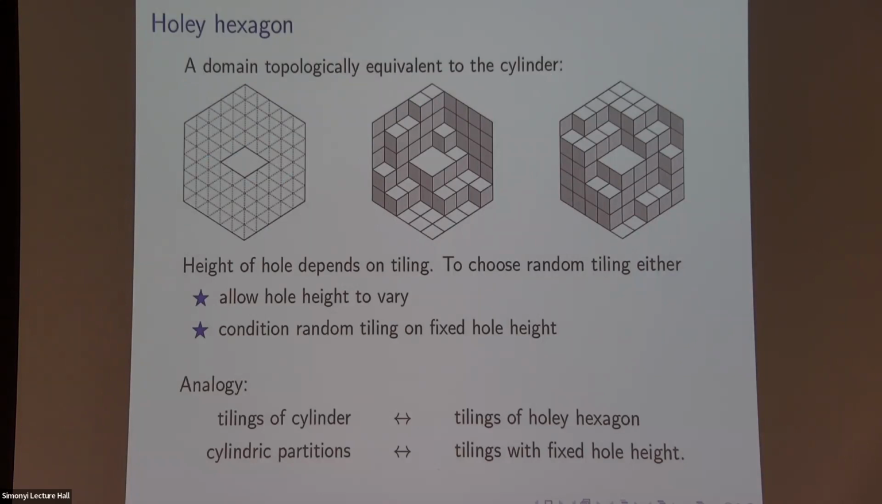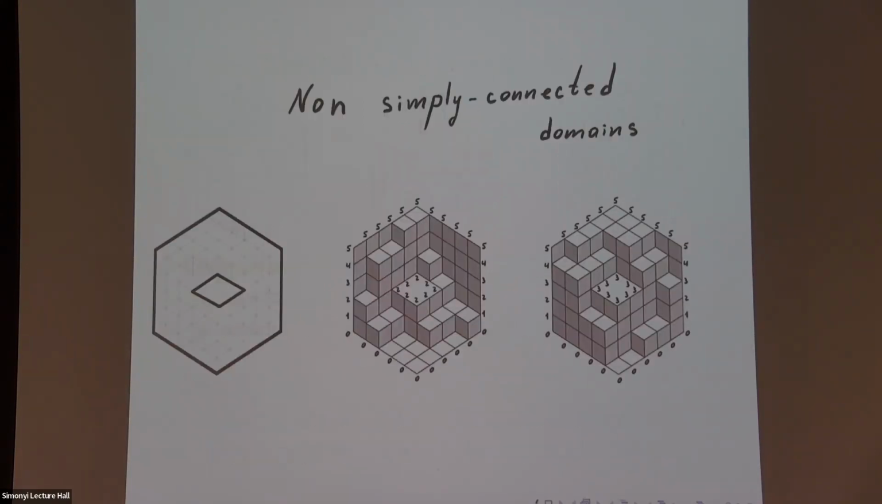In this case, there are two ways to choose a random tiling. You either allow the height function on the inner boundary to vary, or you fix it to be the same. So what do I mean here? Let us look at this picture. The height function on the outer boundary, with the definition which we gave for the height function, stays the same, right? It's always 0 here. When we go up, it's increasing, and it stays 5 here in this concrete example.